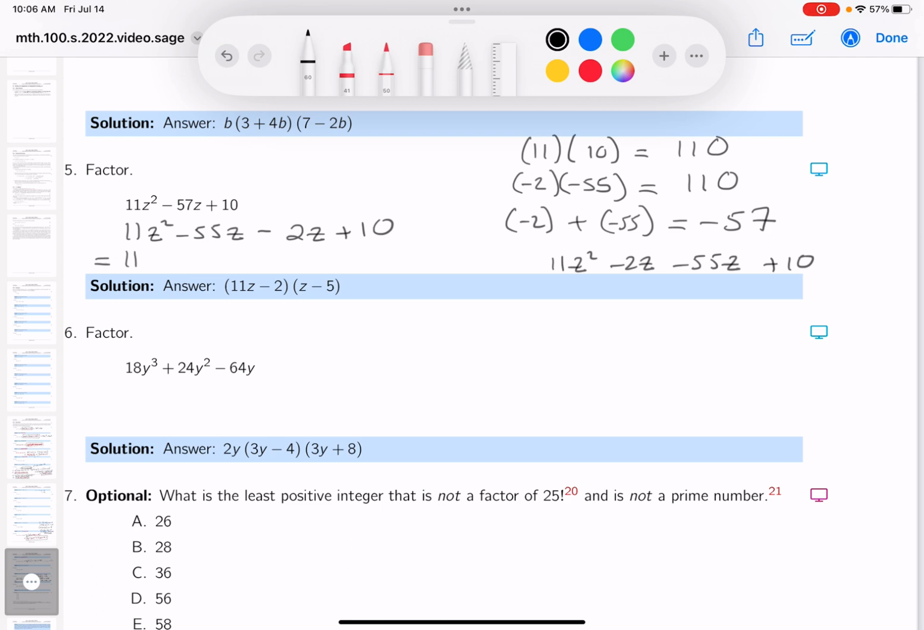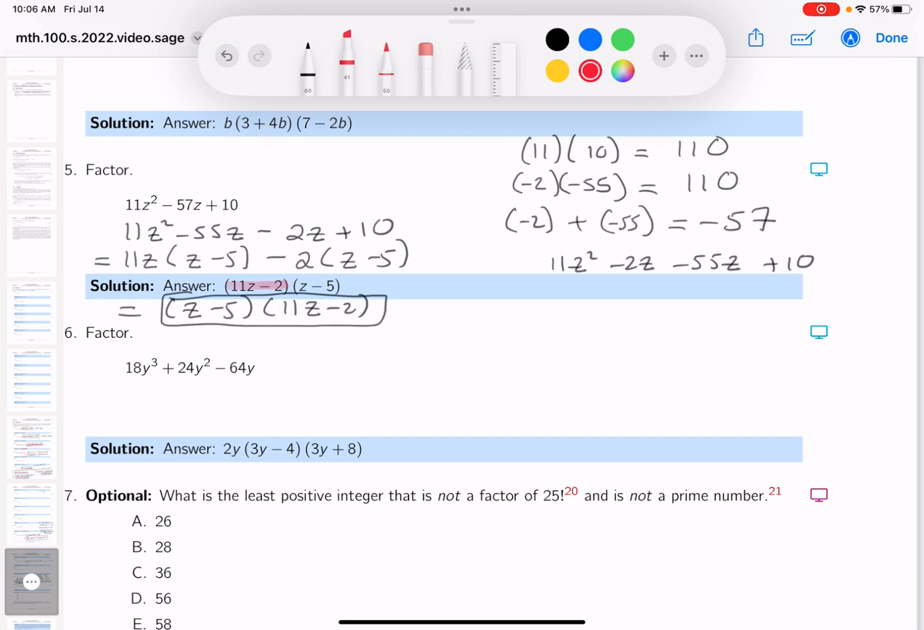I'm going to say 11z factors out. What are you left with? z minus 5. From the second two terms, what factors out? Minus 2, z minus 5. What does this factor into? Well, z minus 5 factors out, and we're left with 11z minus 2. Is this the correct answer? It's a correct answer. It's the answer that's being listed over here.